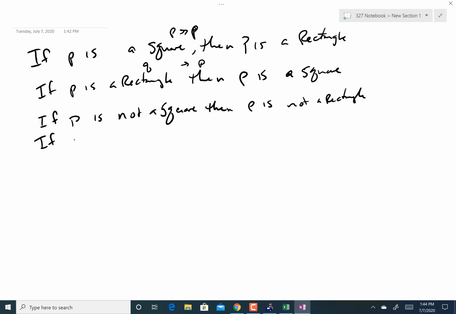It's kind of weird. So if P is not a rectangle, then P is not a square. And that's the contrapositive. And it is logically equivalent to the first one, because you cannot be a square if you're not a rectangle first.